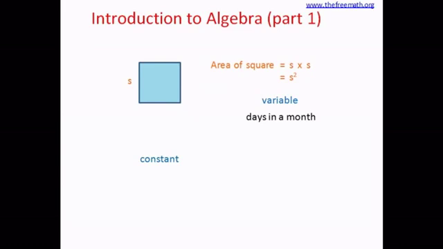Constant means something that does not change. Can you think of an example? Days in a week. There are always 7 days in a week. That does not change. So the number of days in a week is a constant. So this is the first part of algebra. We'll learn more in the second part.